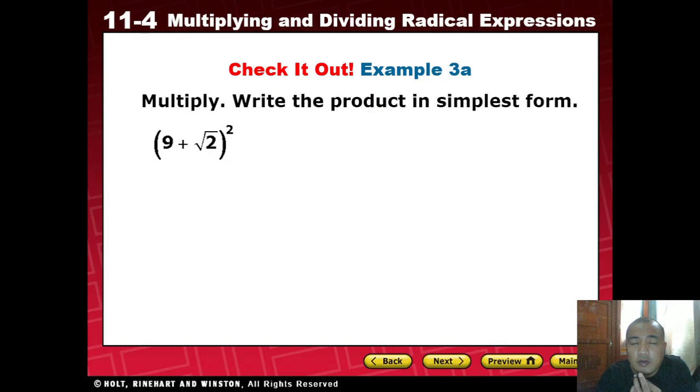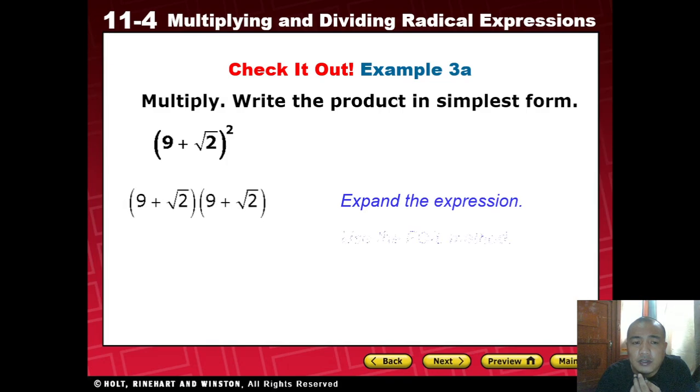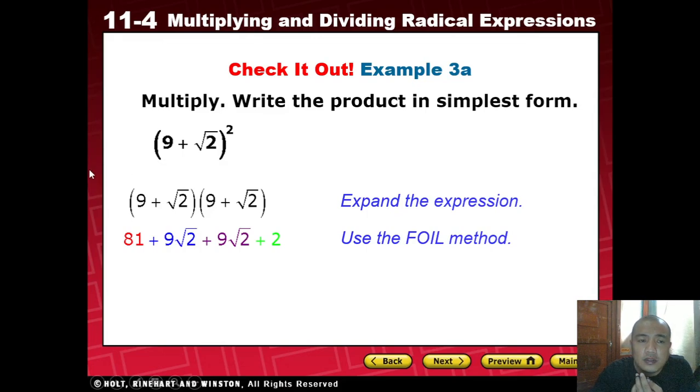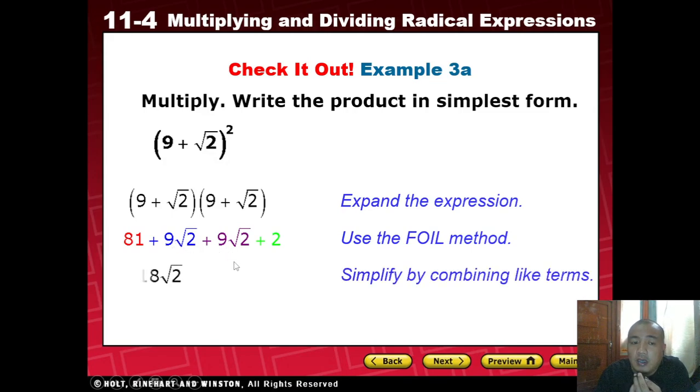Okay, another: quantity 9 plus square root of 2 squared. Let us expand this expression, 9 plus square root of 2 times 9 plus square root of 2. Use the FOIL method. So we have 9 times 9, 81, plus 9 square root of 2 plus 9 square root of 2 plus 2. 81 plus 2, 83, plus the sum of these is 18 square root of 2. 83 plus 18 square root of 2 is the answer. Okay, can you follow?